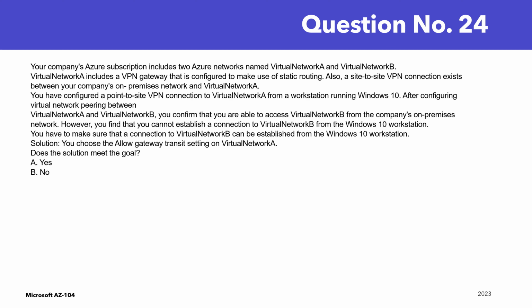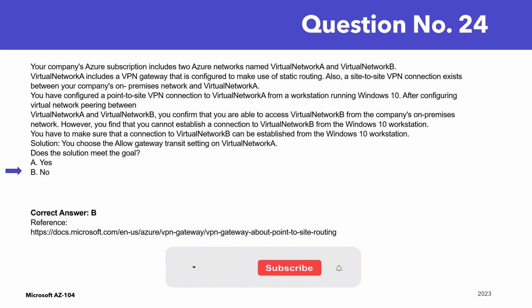Solution: You choose the Allow Gateway Transit setting on Virtual Network B. Does the solution meet the goal? A. Yes. B. No. Correct answer: B.